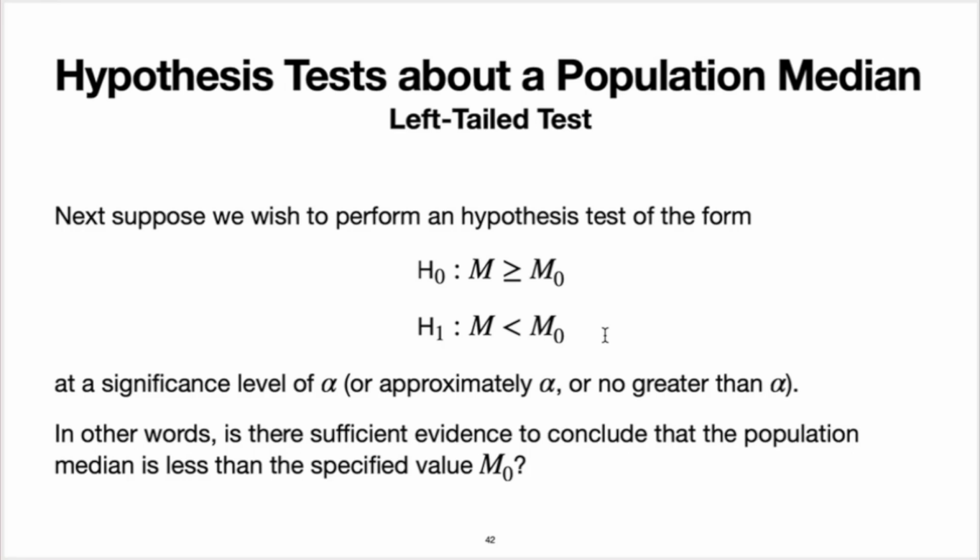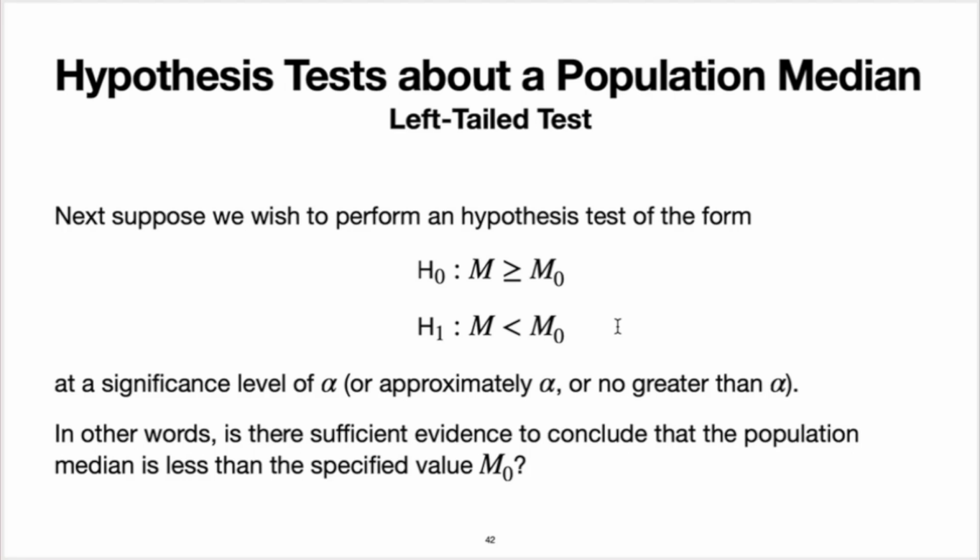Okay, so getting back to the hypotheses, the alternative says that the median of the population is less than this specified value. In other words, is there sufficient evidence to conclude the population median is less than this specified value M0? So if the goal of the research is to try to show that the median of a population is less than a particular amount, remember that we always put what we want to try to show, what we want to try to prove, in the alternative. And so this is how we would set these hypotheses up.